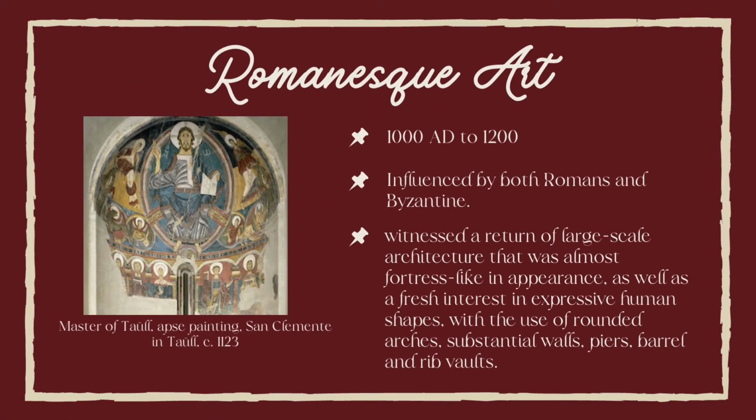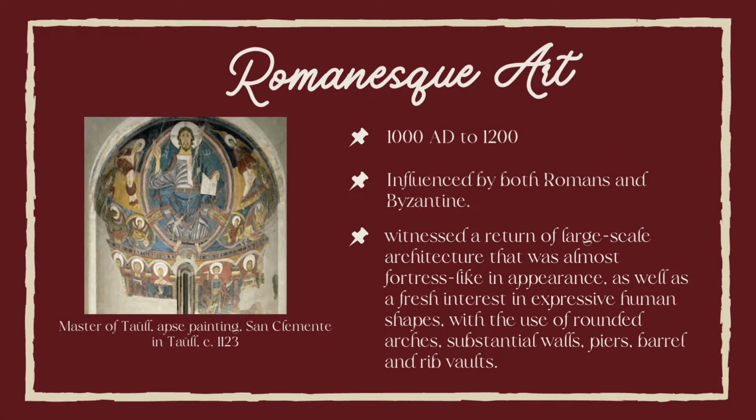Next is Romanesque art. Romanesque art started around 1000 AD and lasted to around the 12th century with the beginning of the Gothic period. It was influenced by both the Romans and Byzantine art. Its focus was on religion and Christianity, and it witnessed a return of large-scale architecture that was almost fortress-like in appearance, as well as a fresh interest in expressive human shapes, with the use of rounded arcs, substantial walls, piers, and barrel and rib vaults.